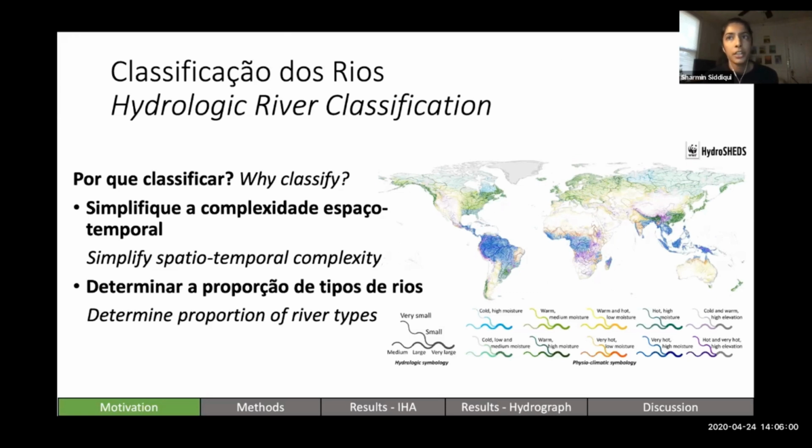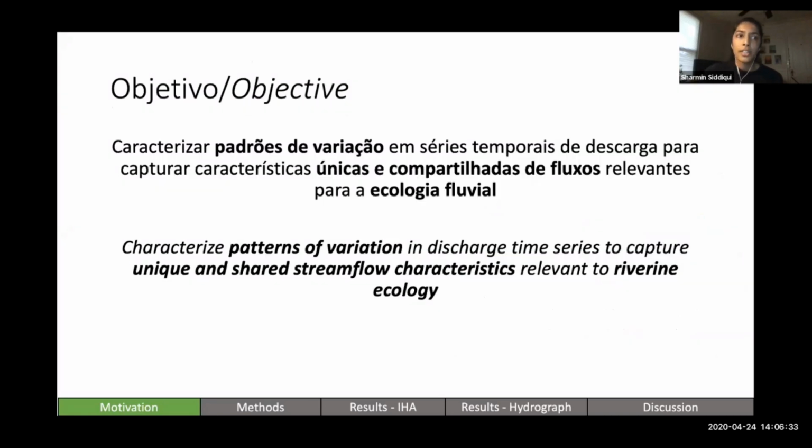We define classification here as the systematic arrangement of rivers into groups with similar flow characteristics. And then recently, global classifications have emerged. One example being this global rivers classification from Hydrosheds, which characterizes rivers based on hydrology, climate, and geomorphic factors. Though to our knowledge, no Amazon-specific streamflow classification exists, and by doing so, we can contribute to our understanding of natural flow regimes and flow ecology relationships in this basin. So in this context, our goal was to use observed streamflow data to generate a flow classification for the Amazon basin that characterizes patterns of variation in streamflow.